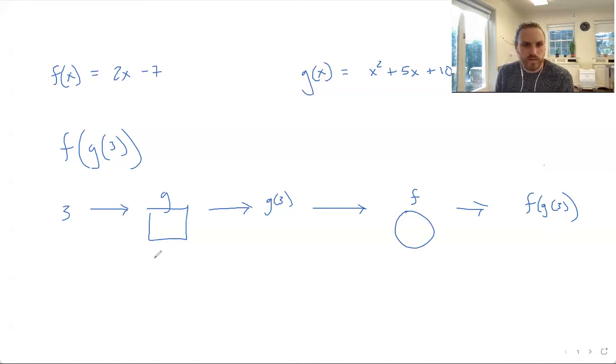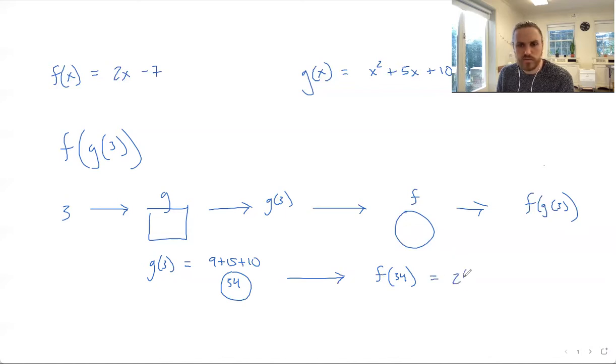Well, g of 3 is 9 plus 15 plus 10. That's 25 plus 9, which is 34. Now we're going to take that value and plug it into f. So what's f of 34? Since g of 3 is 34, we can now plug 34 into f. f of 34 should be 2 times 34 minus 7. So 2 times 34 is 68, minus 7 is 61. So that is f of g of 3.